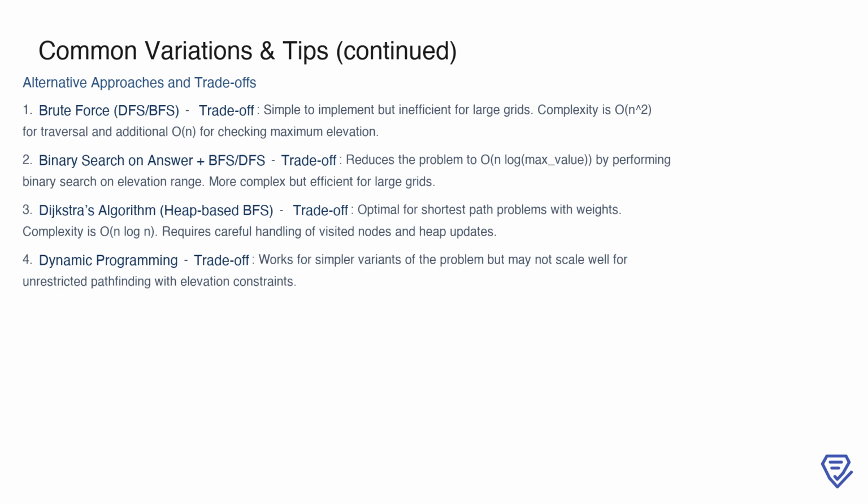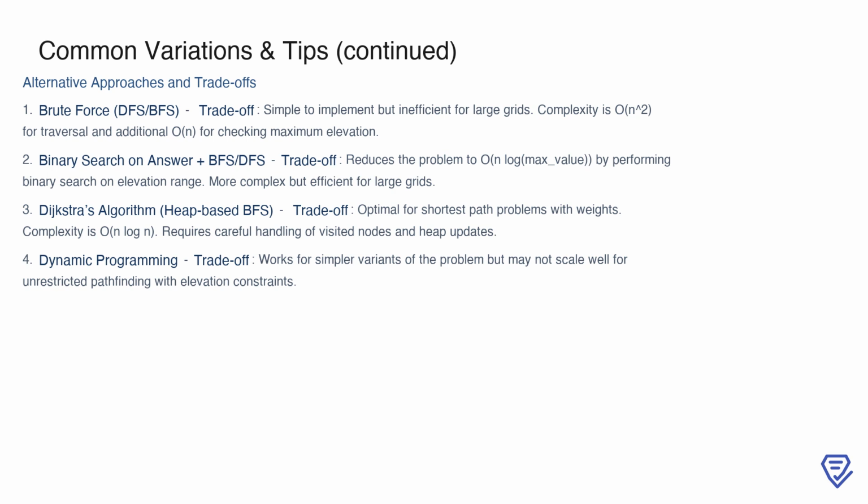A brute force method using DFS or BFS is simple to implement but inefficient for large grids. Its complexity can reach O(n squared) for traversal, with an additional O(n) for checking the maximum elevation. A more optimized approach is binary search on the answer combined with BFS or DFS. This reduces the problem to O(n log max_value) by narrowing down the elevation range, although it's more complex to implement. Another commonly used method is Dijkstra's algorithm, which is a heap-based BFS.